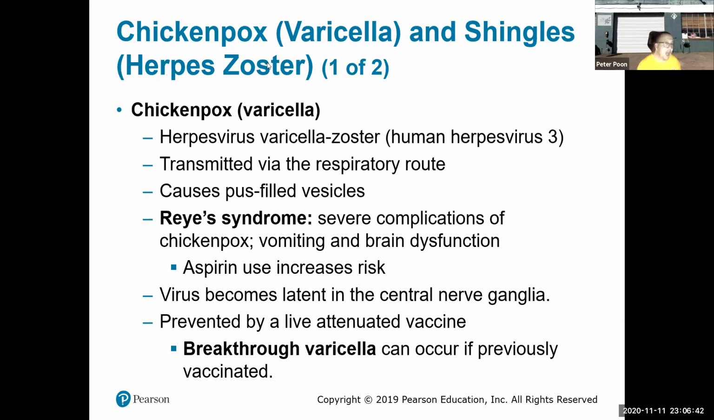Chickenpox. You guys in your generation probably never had chickenpox. In mine, it was rather common. For my generation, you took a week off from school, stayed at home, watched a lot of TV, ate a lot of ice cream, scratched yourself a lot. That's what chickenpox actually is. But the problem is the virus never actually goes away. Once you have chickenpox, it never goes away. It hides in a dorsal root ganglion.